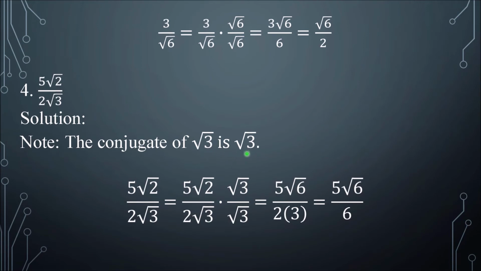So again, we will multiply both numerator and denominator by square root of 3, the conjugate of square root of 3 of the denominator. So we have 5 square root of 2 times square root of 3 is 5 square root of 6. 2 square root of 3 times square root of 3 is 2 times 3. Why 3? Because square root of 3 times the square root of 3 is 3. Now, let's simplify. 5 square root of 6 over 2 times 3 is 6. So that's the simplified form.